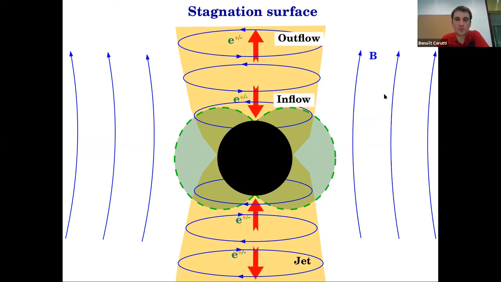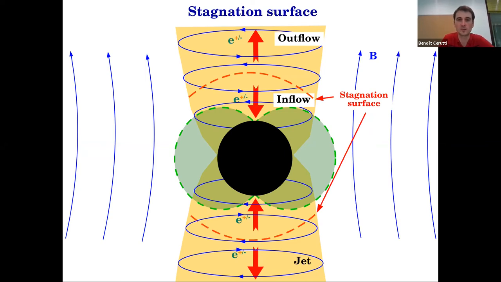An important aspect of this is that if you inject plasma in there, you're going to have plasma flowing to infinity and plasma flowing back inside the black hole due to the gravitational pull. And this means that you need to have somewhere a stagnation surface in the jet. And this will also be discussed further in the next talk.